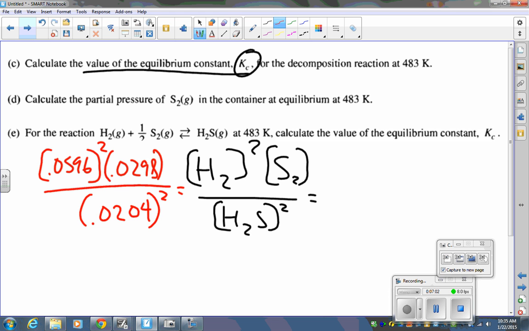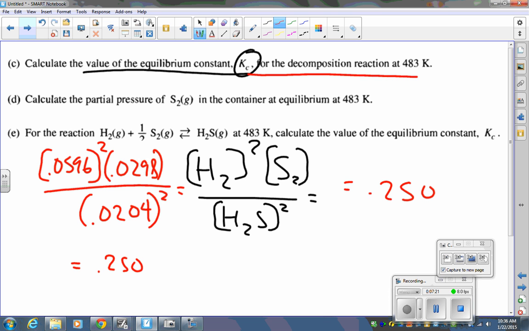You're going to get somewhere around 0.250, somewhere right around there. I just kind of ballparked it. But you're going to get 0.250 at that point. That will be your Kc. So that will represent your Kc. Just put it in the expression. When I do the math, I get 0.250, somewhere right around there. Depends on how you rounded them off. Maybe it could be a little different.